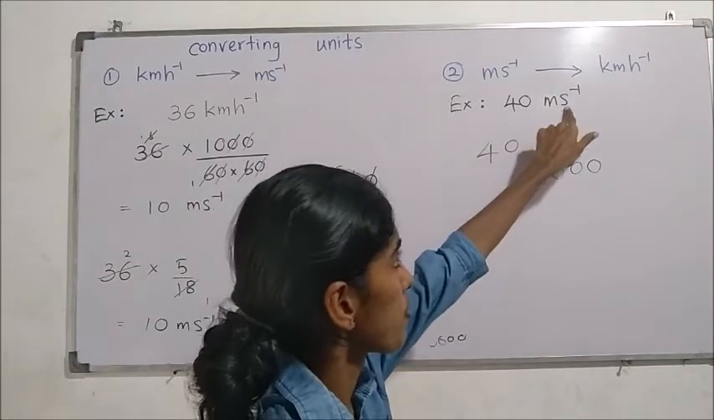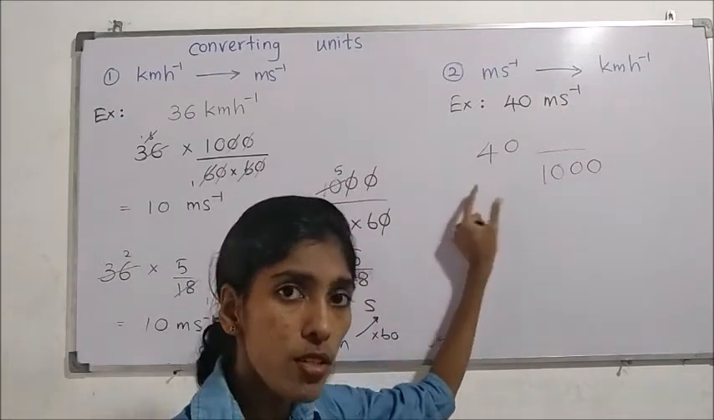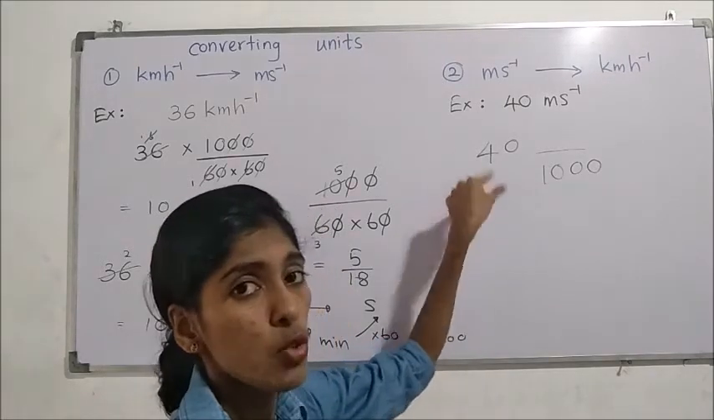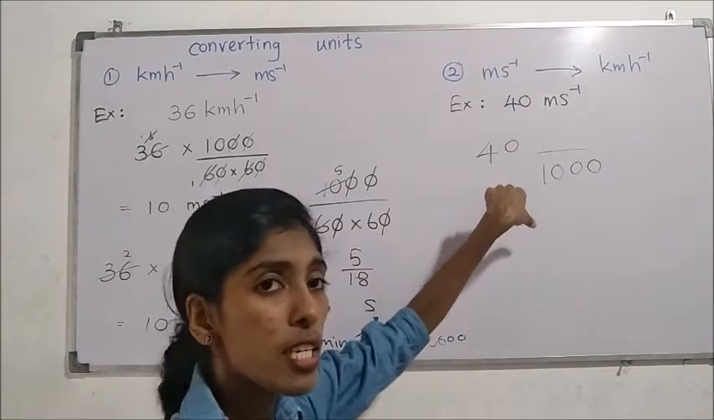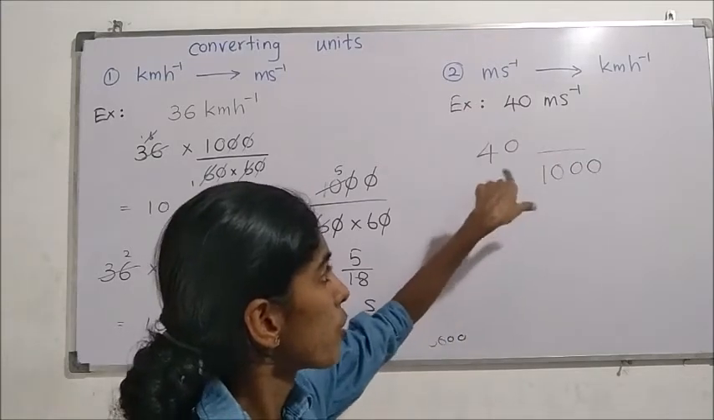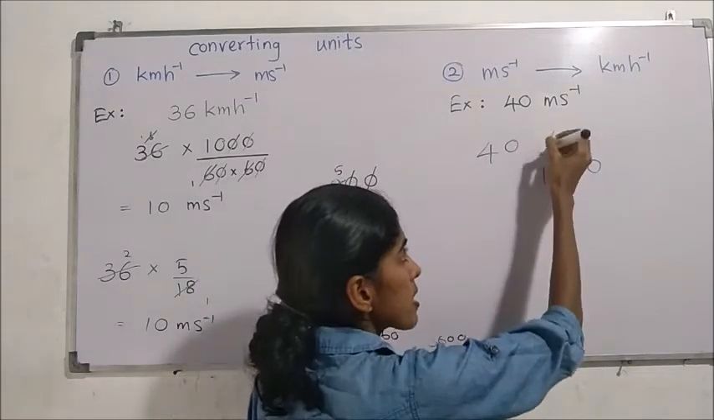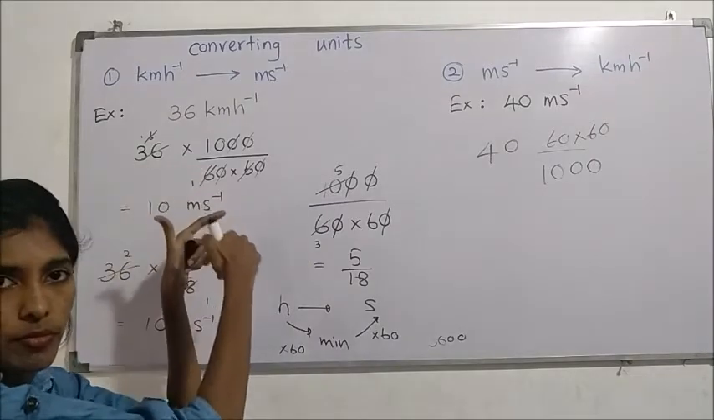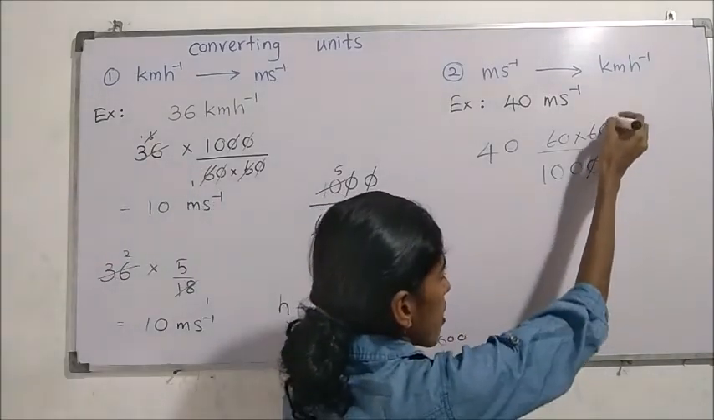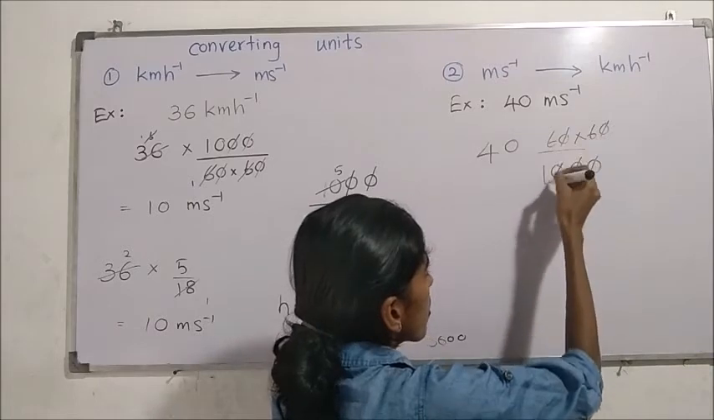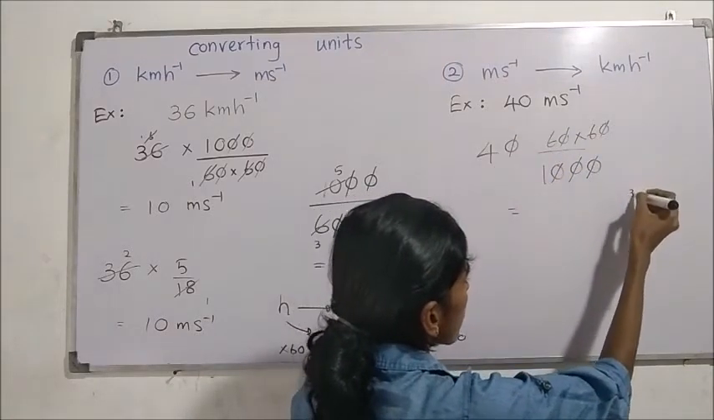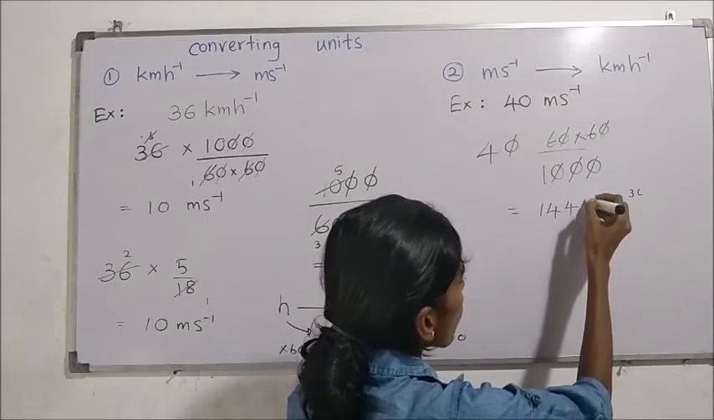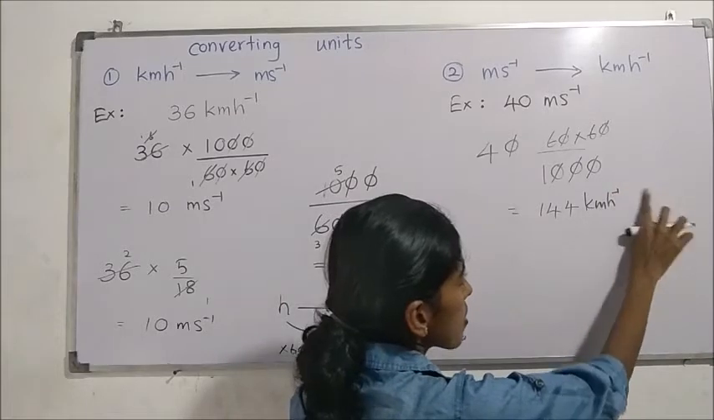And the next one, per second means, as the denominator, the seconds must be there. When you convert seconds into hours, that means again need to divide, that means upside down, so here those 60 should come. That means the opposite of this calculation. So here you can simplify a little. See what will come? 144 kilometers per hour. This is the answer.